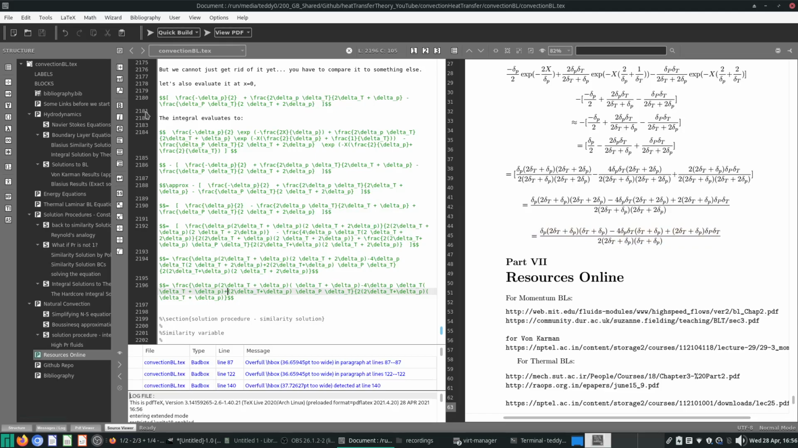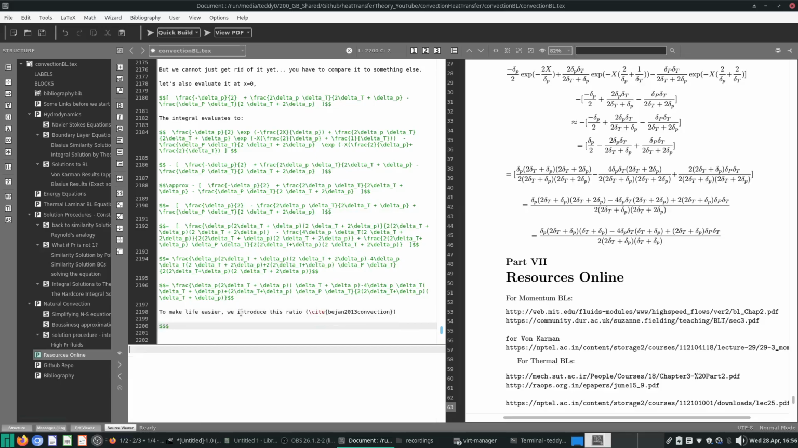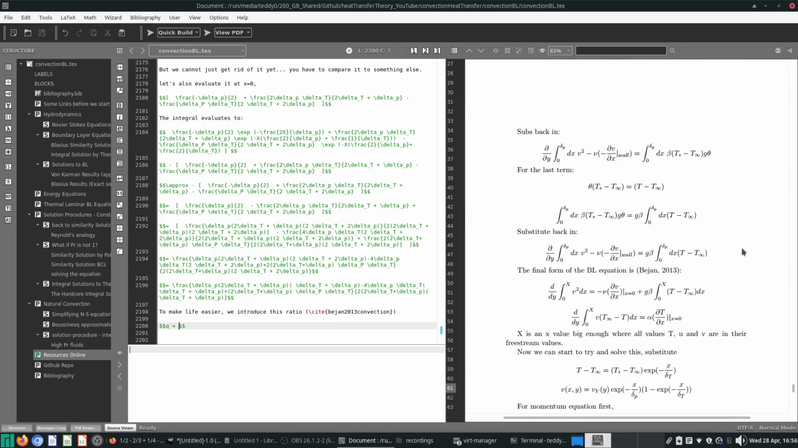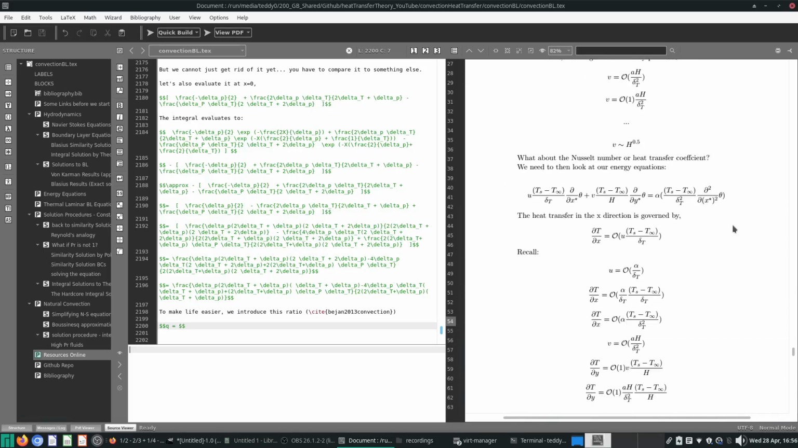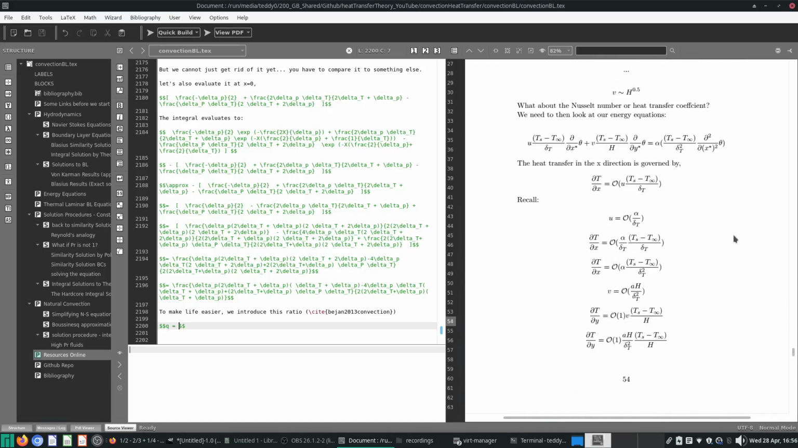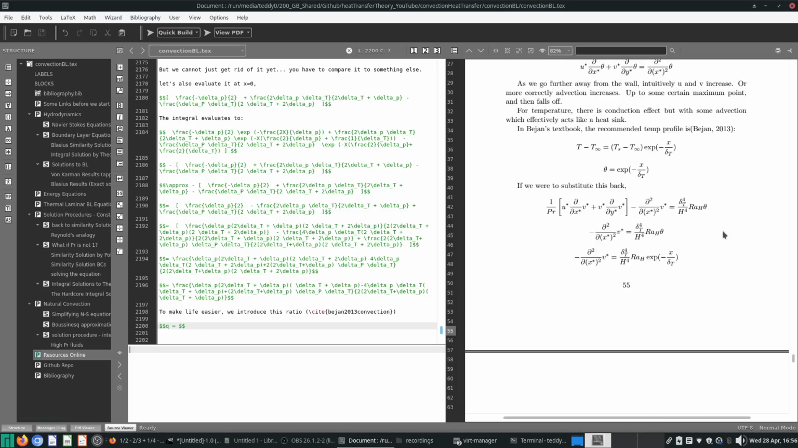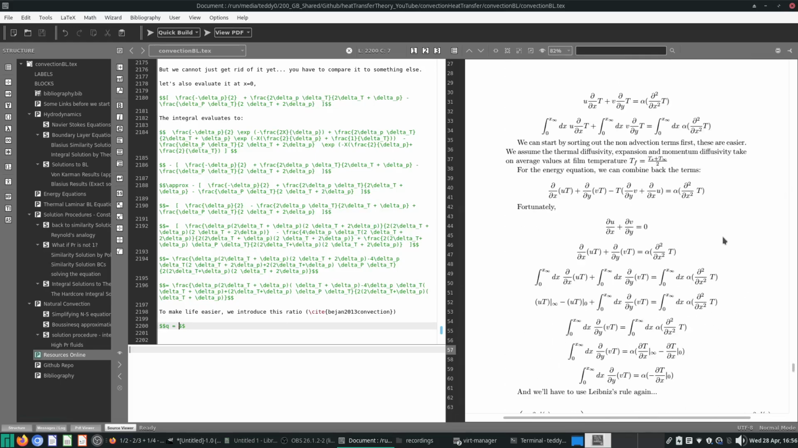Not too bad. Now, let's make life easier again. To make life easier, we introduce this ratio. Again, this is from the textbook. Remember we're talking about the ratio of the boundary layer thickness. There's some function of the Prandtl number. Where is it?